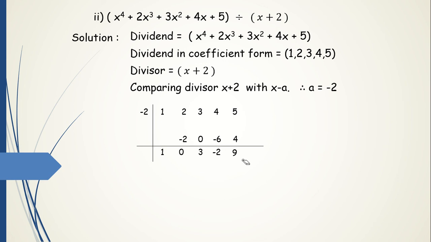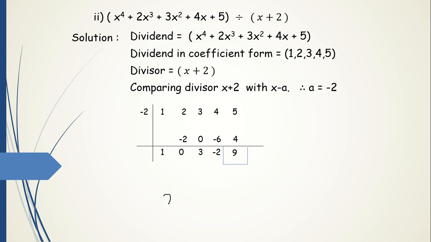Now this last number, as I told you, just put it in the box because that last number is going to be the remainder. Okay, so the remainder is 9 and the coefficient form of the quotient is 1, 0, 3, minus 2. Now 4 numbers are there, so power is going to be 3, 1 less. Okay, and its coefficient is 1.